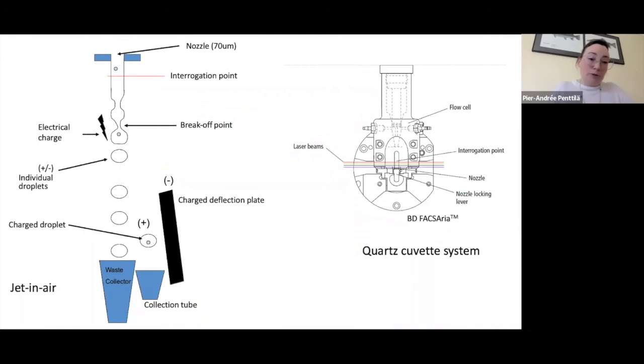That being said, both systems are very fast and can run anywhere from, let's say, 5,000 events per second all the way up to about 50,000 events per second. This, of course, depends on the type of cell that you're sorting and what you're trying to analyze.